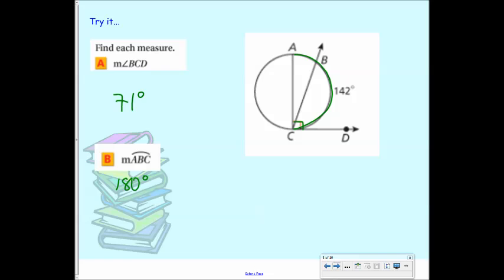Yeah. How would you figure out arc AB? 180 minus 142, which would give you what? 38. So then could you figure out ACB? This angle? Yes. What would that angle be? 38 divided by 2, which is 19. So measure ACB is equal to 19. So just keep in mind, once you have some stuff, you can figure out most of the other stuff.